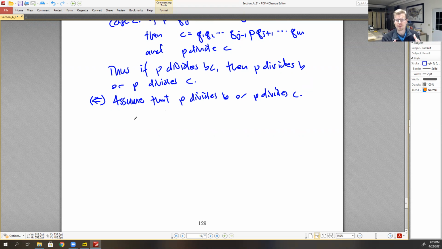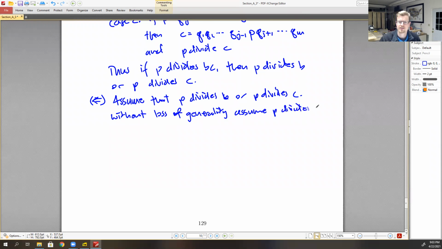So since it doesn't matter, we can use this idea of making it very general. We can say, without loss of generality, we can just let it be one of them. We'll choose one of them. Let's let it be B. Since it doesn't matter which one it is, the following work looks exactly the same. So without loss of generality, assume P divides B.